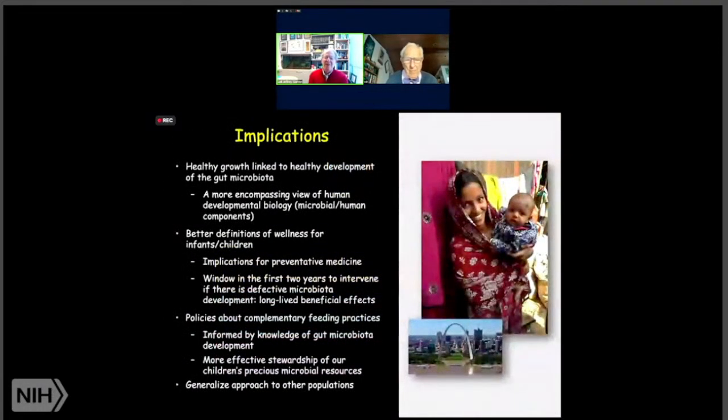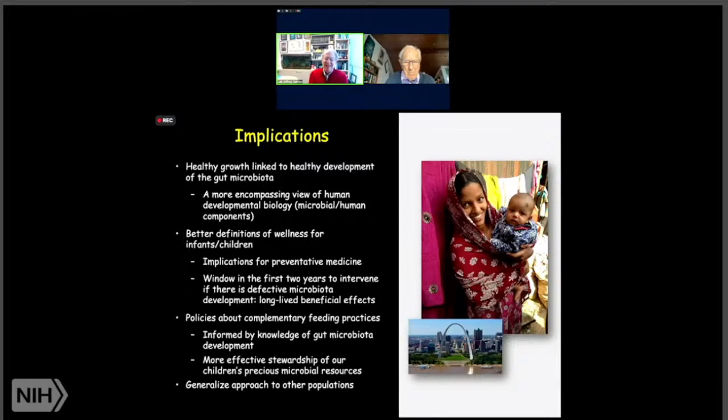So let me conclude. What are the implications? I hope that I presented some information to you that might persuade you to believe that healthy growth might be linked to healthy development of the gut microbiota, and that you have a more encompassing conceptualization of human developmental biology, one that includes a consideration of the organisms in the gut community, the microbiota, and their vast repertoire of genes, the microbiome. A possibility for a better definition of wellness for infants and children that has implications for preventative medicine.